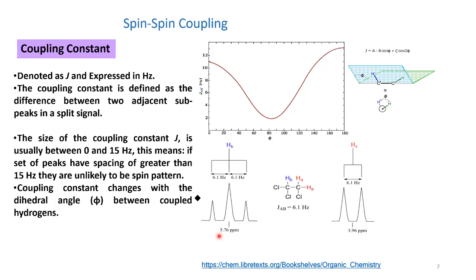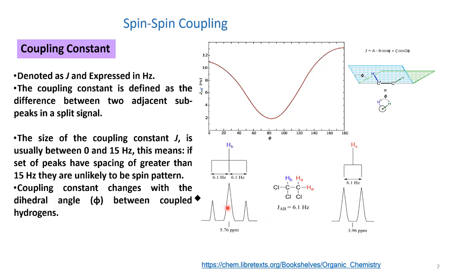The coupling constant is defined as the difference between two adjacent sub peaks in the split signal. This is the middle peak and the sub peaks are these two, so the difference between these two. And in the case of a doublet, we only have two peaks, so the difference between the two peaks. The size of the coupling constant J is usually between 0 to 15 hertz, and this means if a set of peaks has spacing of greater than 15 hertz, then they are unlikely to be a spin pattern.